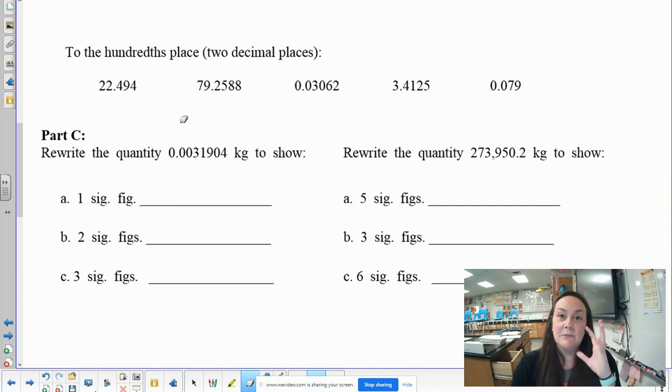Same thing here. We're going to take the same number and round it in different amounts. Remember, on this one, the leading zeros don't count. So the first sig fig that is significant is going to be that 3. So if I wanted to round that number to 1 sig fig, I'm rounding it as 0.003. Okay, so that's kind of the front.